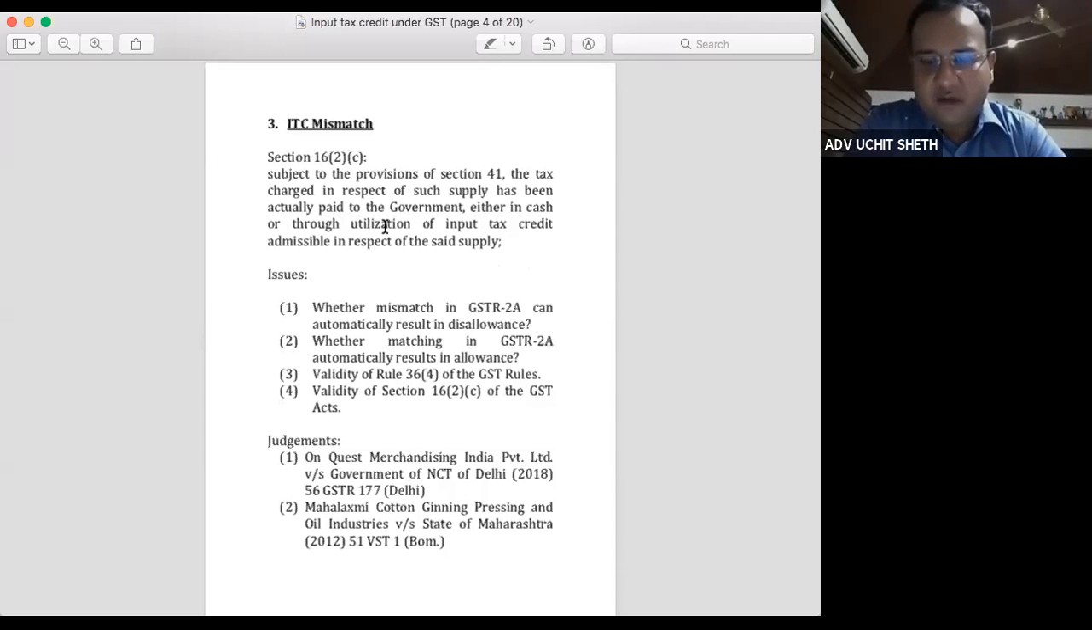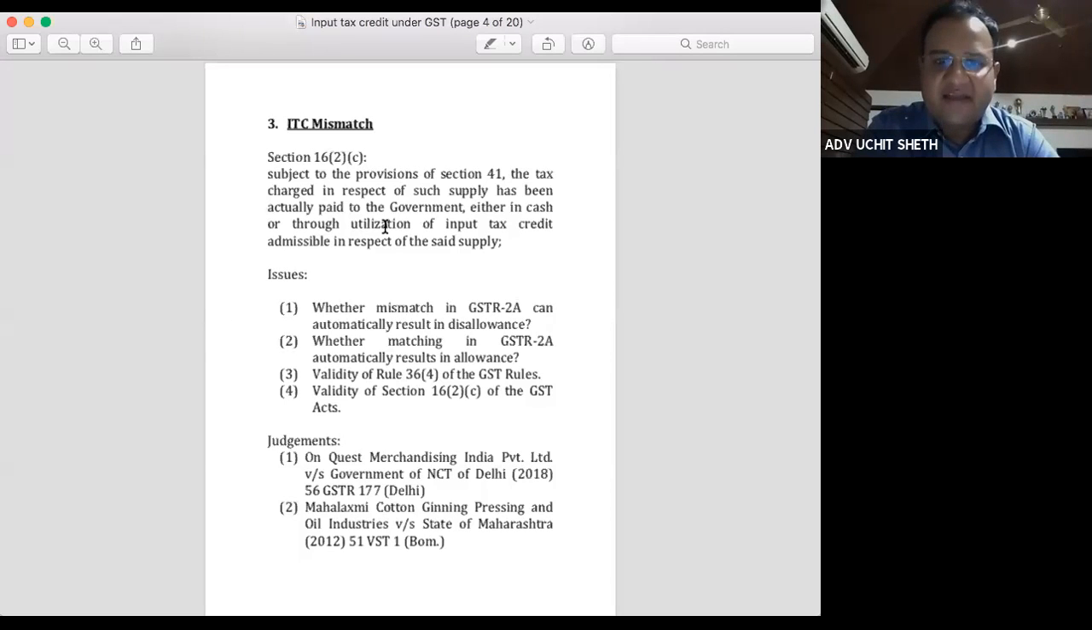Next, we go to the provision which practically creates the most difficulty regarding ITC mismatch. Now, in common parlance, we are used to the use of phrases such as mismatch in GSTR 2A, etc., and its implication. But from the legal point of view, if we try to search out the provision from which all these forms and verifications flow, then the basic provision is contained in section 16, subsection 2, clause C.